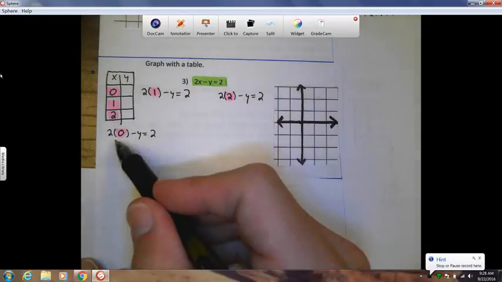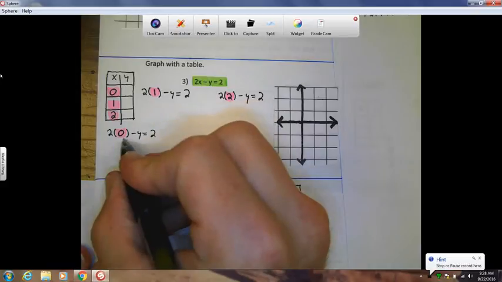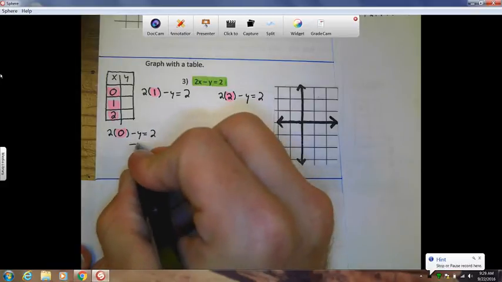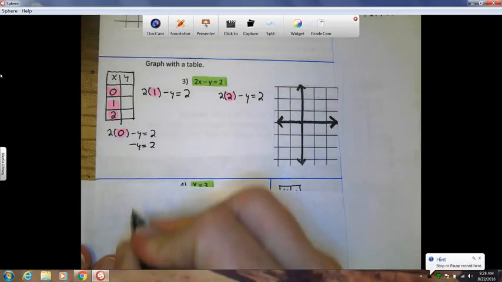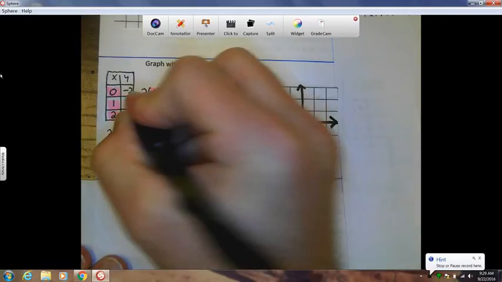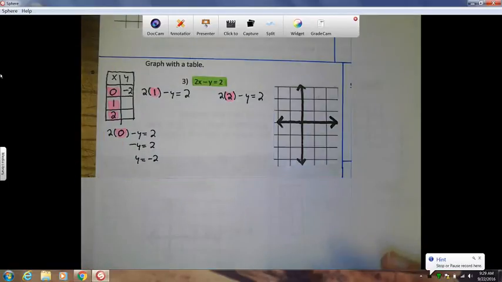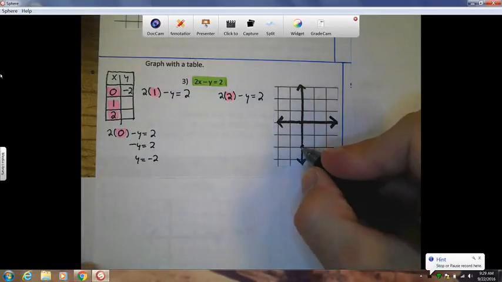So 2 times 0 is 0. Opposite of y is 2. So y is equal to negative 2. So 0, negative 2. There's a point on my graph. Right there. I'll make it blue so maybe it'll be a little easier to see.